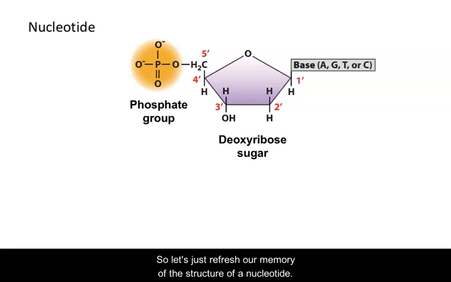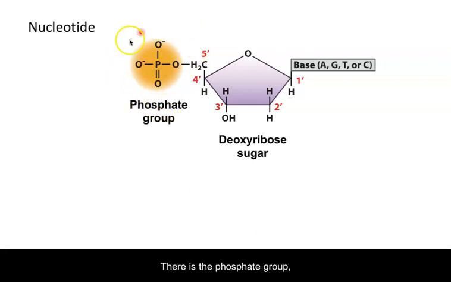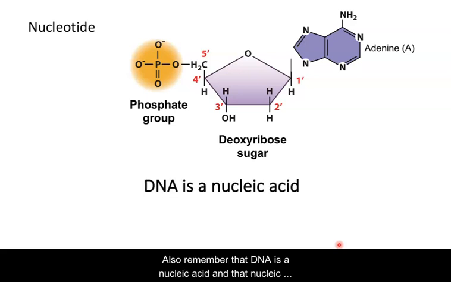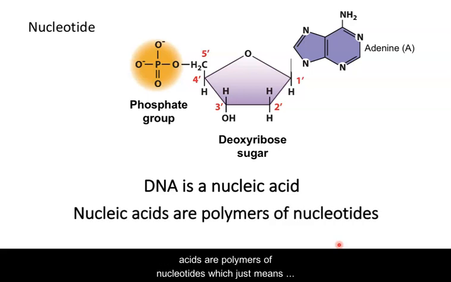So let's just refresh our memory of the structure of a nucleotide. There is the phosphate group, the deoxyribose sugar, and the base. Let's add the molecule of adenine as the base of this nucleotide. Also remember that DNA is a nucleic acid, and that nucleic acids are polymers of nucleotides, which just means that the DNA molecule is made up of a chain of nucleotides.